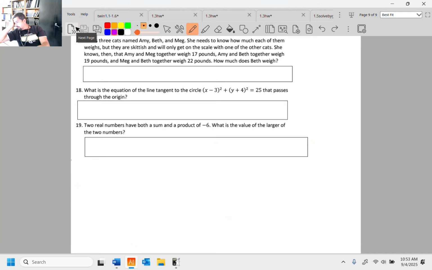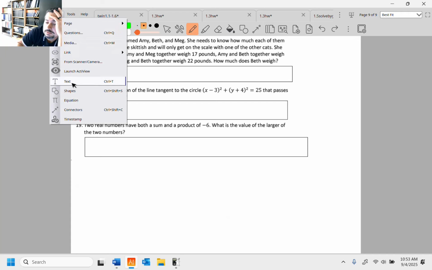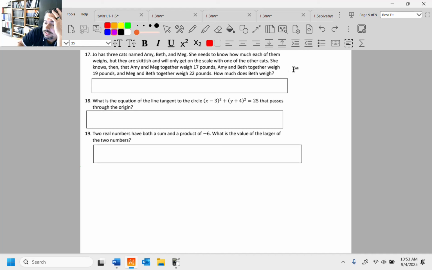Alright, so here's a problem about a fat cat. So Joe has 3 cats named Amy, Beth, and Meg. She needs to know how much each of them weighs, but they are skittish and will only get on the scale with one of the other cats. She knows that when Amy and Meg weigh together, they weigh 17 pounds. So if I take Amy's weight and Meg's weight and add them together, I get 17. If she takes Amy and Beth together, she gets 19 pounds. And if she takes Meg and Beth together, she gets 22 pounds.